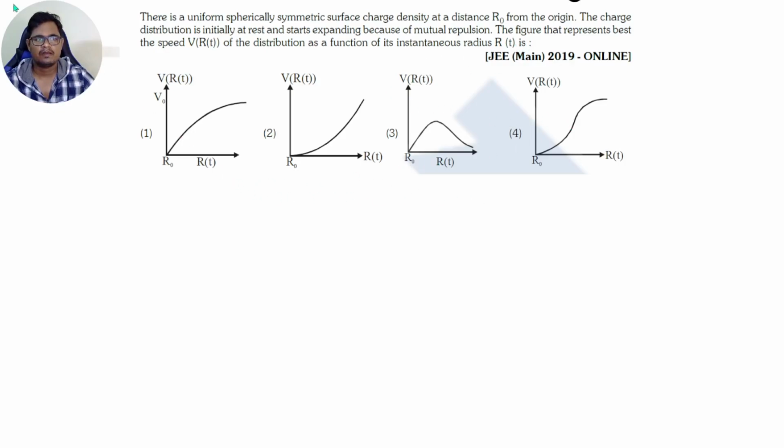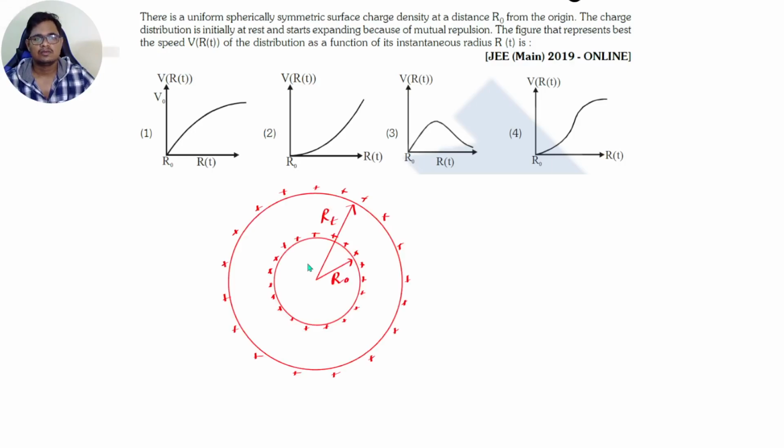Okay, so basically in this problem there is a spherical symmetric charge distribution which can be considered like a spherical cell, and that is expanding because of the mutual repulsion. So let me show you the profile here. This is the initial configuration when the charges are at a distance of r0 initially, and from here it is expanding because of the force of repulsion. So this sphere radius is increasing.